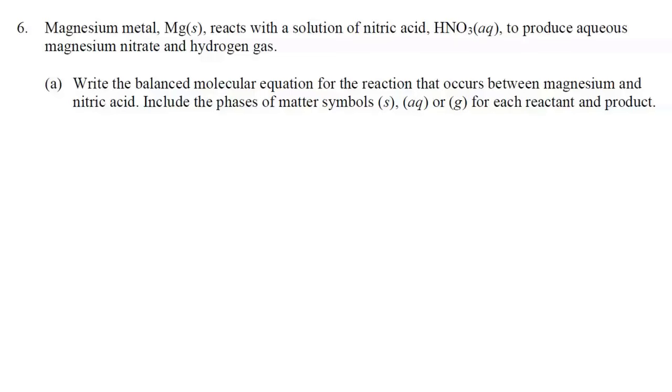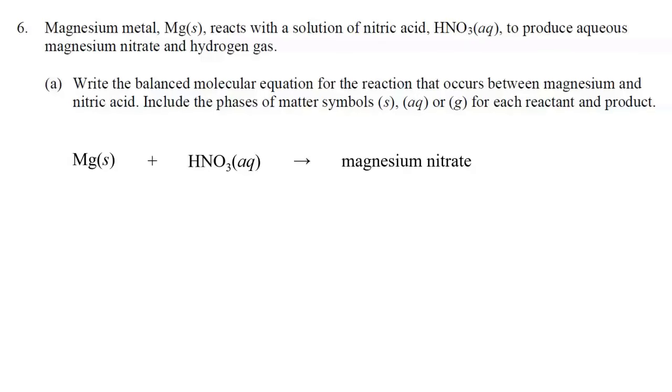Well, the first reactant is magnesium metal, which, as we are told, is written as Mg and then S for solid. The second reactant is nitric acid, which we are told is written as HNO3, and that's a solution, that's aqueous. The first product is magnesium nitrate.